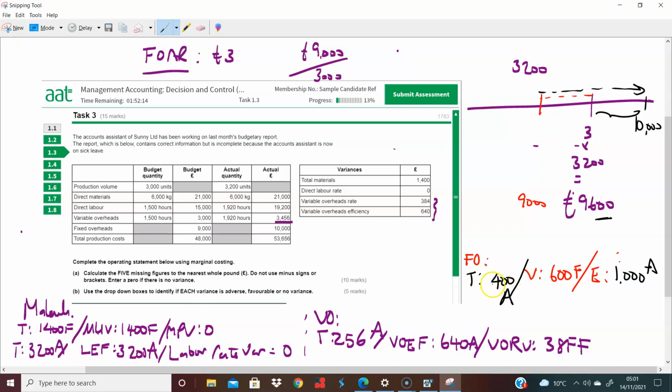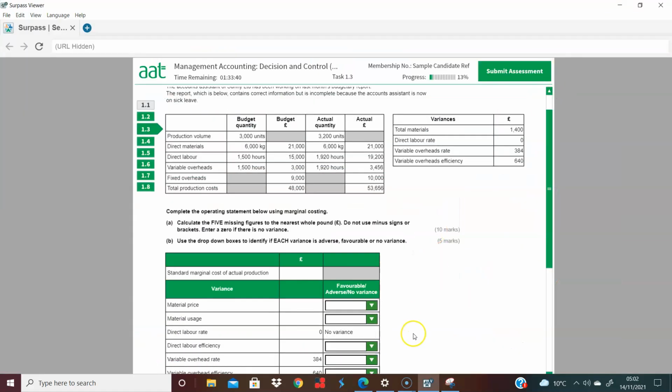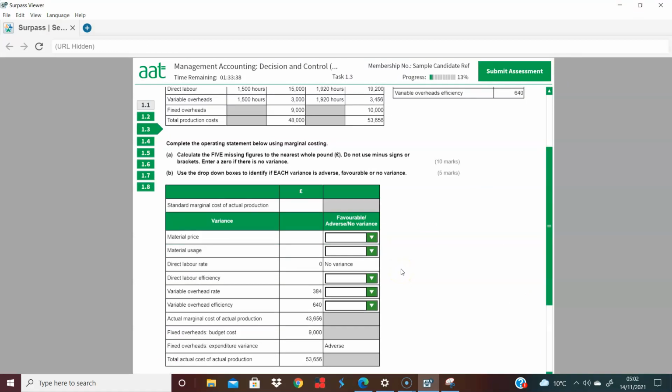It's 400 adverse because of your journaling. But if you're breaking down this 400, what is this 400 made up of is what we're really asking. 400 adverse is made up of an expenditure variance of 1,000 adverse and a volume variance of 600 favorable. That's the relationship between these three. So you can just take all this and plug it into the question below. Let's just go there and see, and that's what they're asking for.